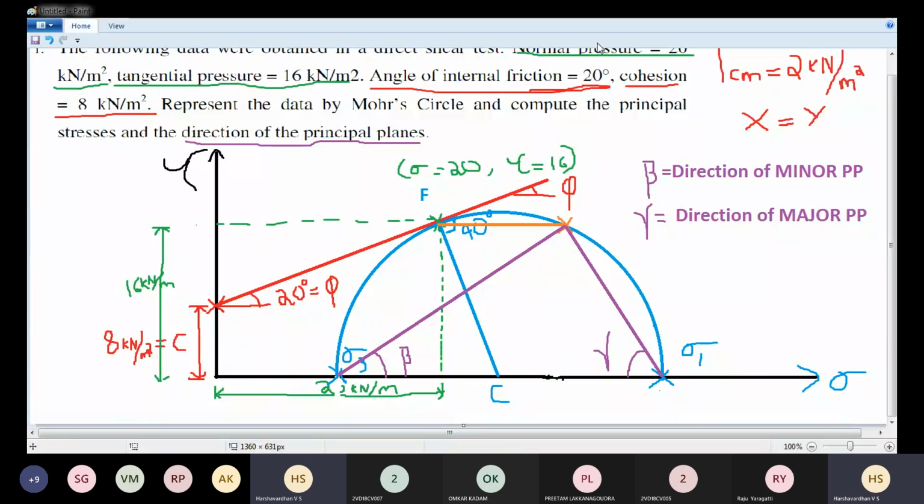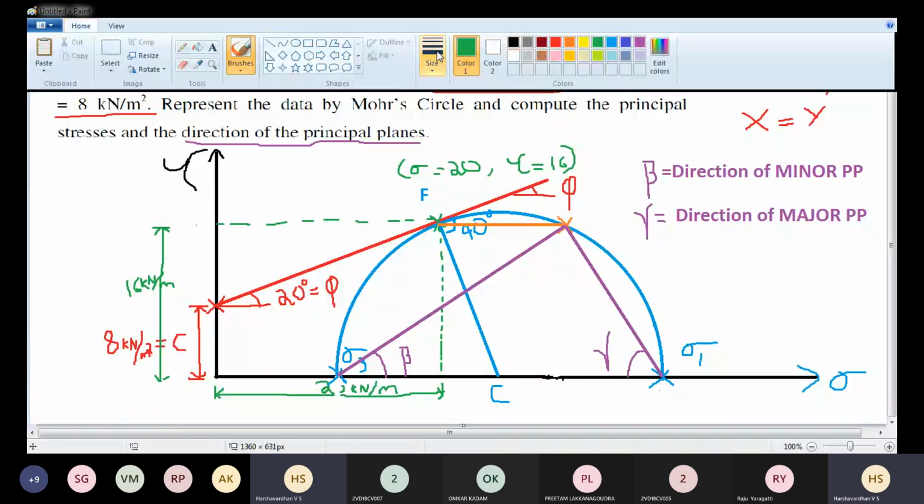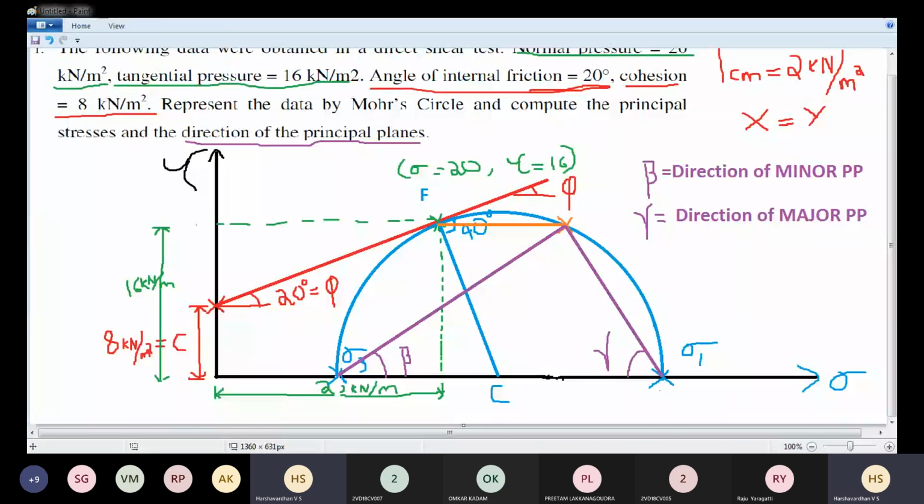Sigma 3 is 9.2. And sigma 1 is 42.5 kilonewton per meter square.